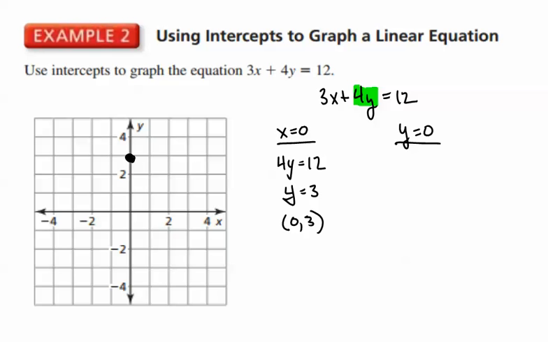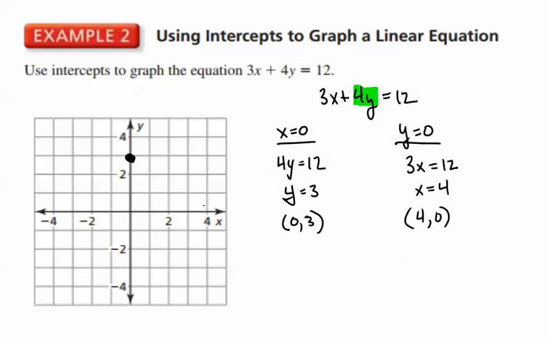The y term is going to become 4 times 0, which will be 0, since y is 0. And we're going to get the equation 3x equals 12. 3 times what is 12? 3 times 4 is 12. And so x is equal to 4 and y is equal to 0.